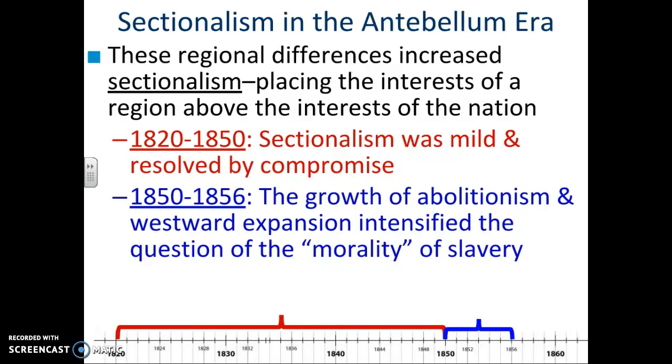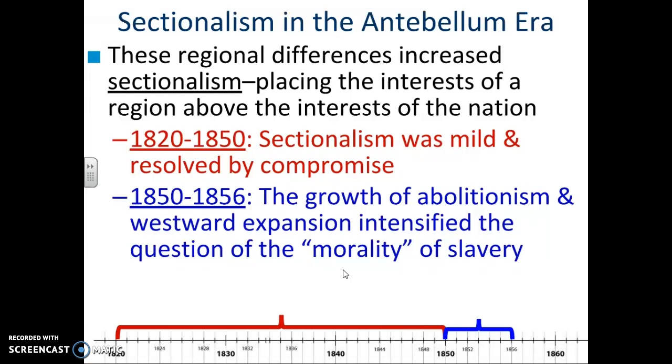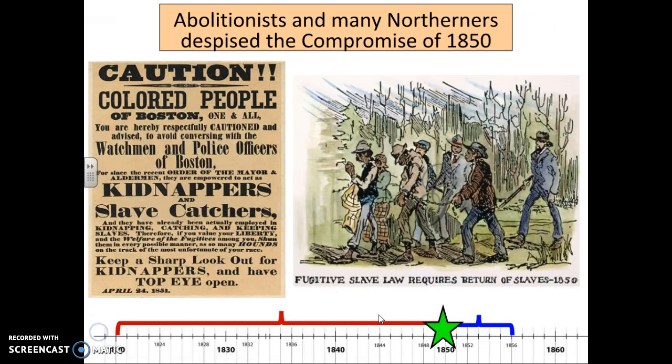Abolition is going to be a huge movement now coming into the North, and they're not just going to question the expansion of slavery, but the morality of slavery and whether slavery should even exist at all, especially westward, but even anywhere in the United States. The abolition movement is really going to rise in 1850 with this new Fugitive Slave Act.